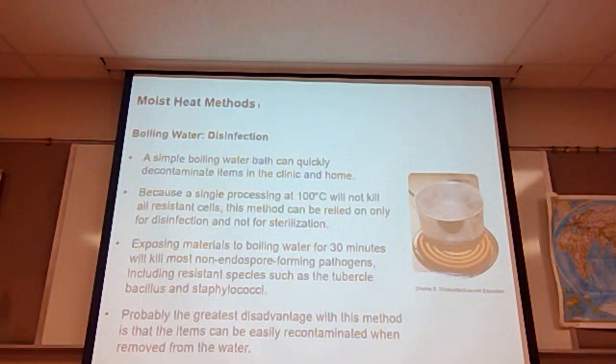Moist heat, boiling water. A simple boiling water bath can quickly decontaminate items in the clinic or at home. Again, the big problem here, the greatest disadvantage with this method, is that items can easily be recontaminated when they are removed from the water. Basically, when you take them out of the water and lay them down on a surface to get to a point where you can handle them, they are recontaminated.